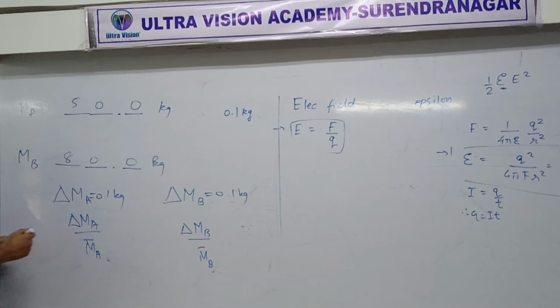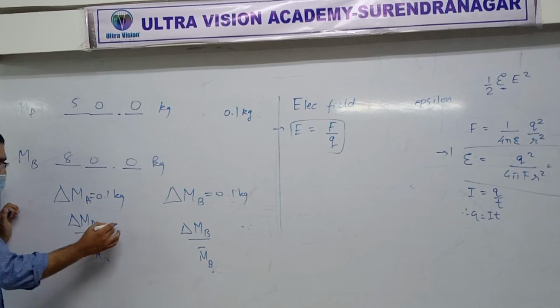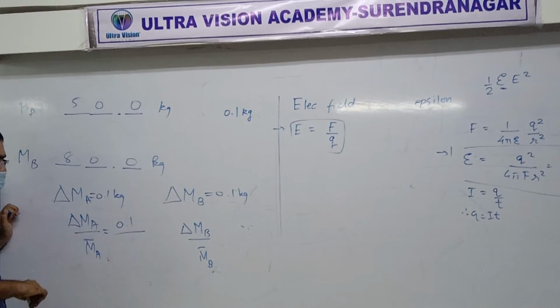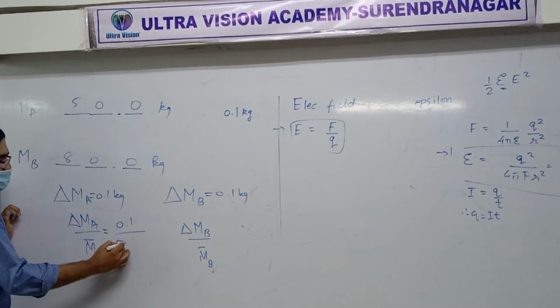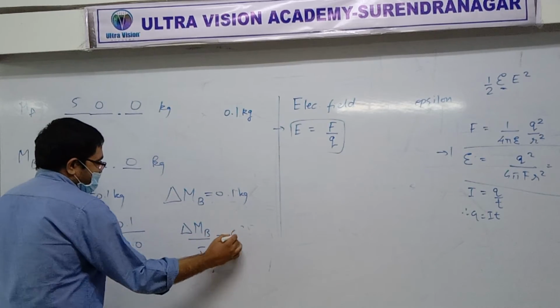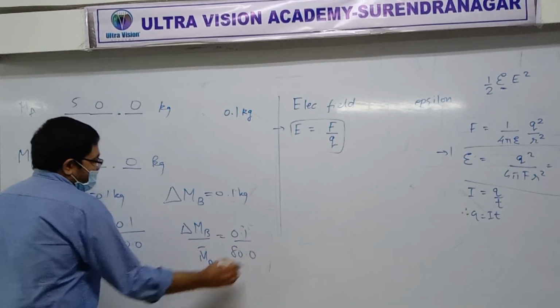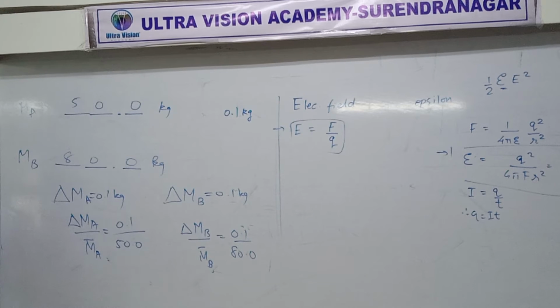So, what do we get here? Delta MA will be 0.1 upon MA bar 50.0. Here, 0.1 upon 80.0. So which one do you think is bigger and which one is smaller, or are both the same? MA is bigger. MA is bigger.